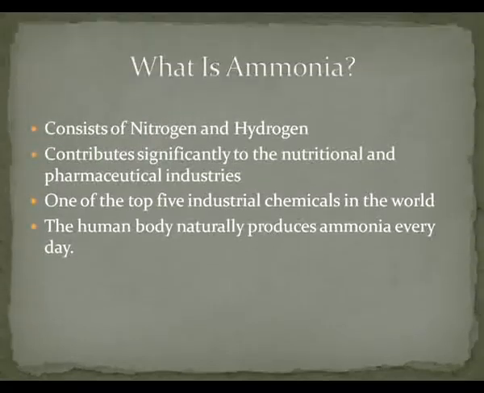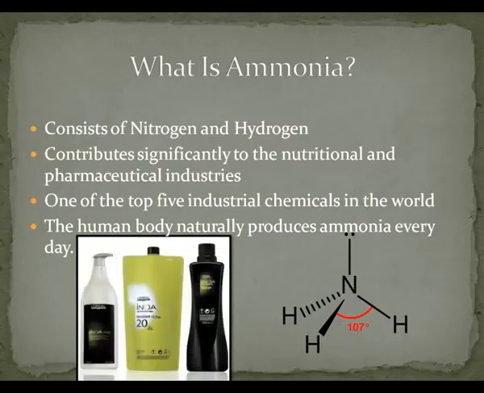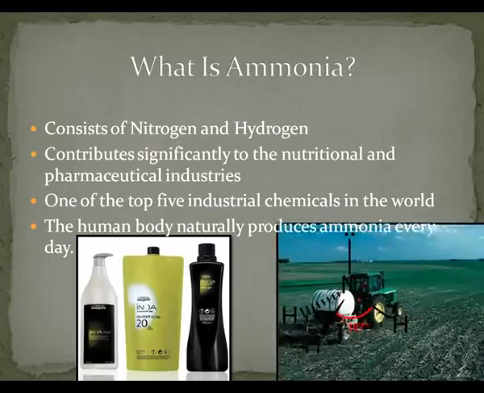Now, what is ammonia? Ammonia is a molecule consisting of nitrogen and hydrogen covalently bonded with an angular bond of 107 degrees with a molecular formula of NH3. These colorless gases contribute significantly to the nutritional and pharmaceutical needs of people around the world.